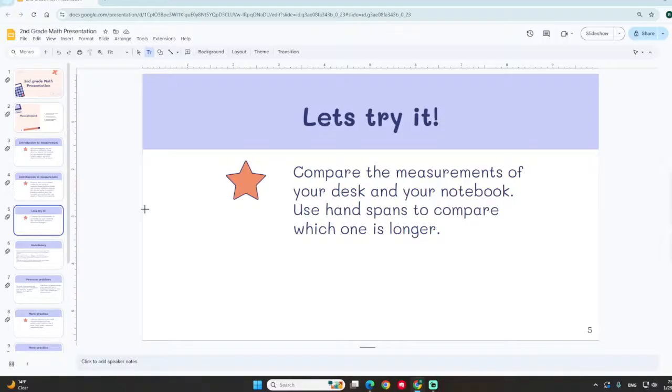Handspans are when you take your hand and stretch it out, and then measure from the tip of your pinky to the tip of your thumb, and use that handspan to measure your desk and then measure your notebook. So from the tip of your pinky to the tip of your thumb while your hand is stretched. And then also do that for your notebook. And if you don't have a notebook or a desk, then use a different object and use handspans to compare which one is longer. So measure each one.